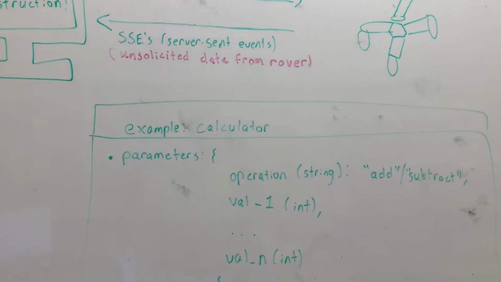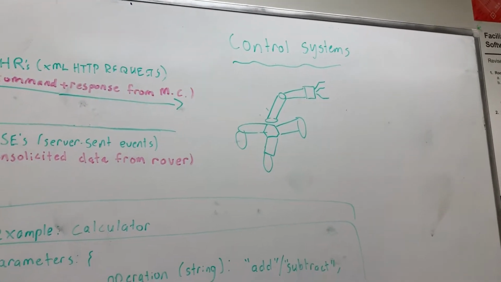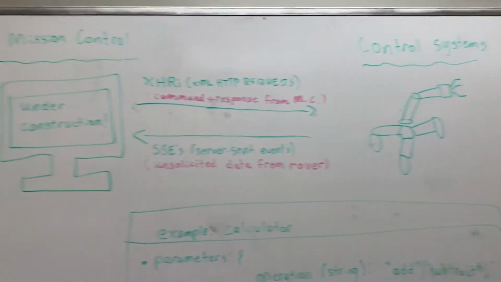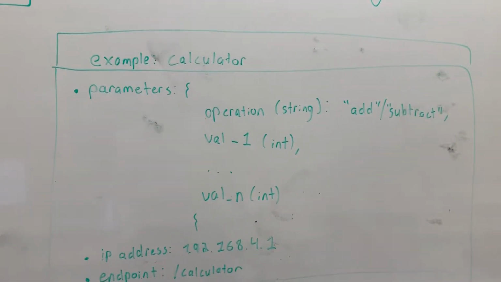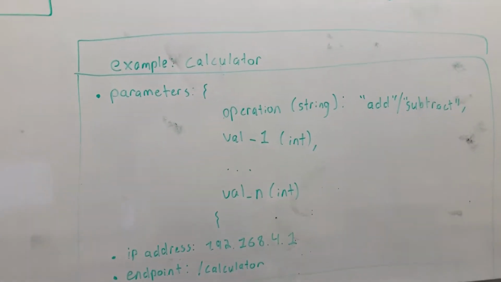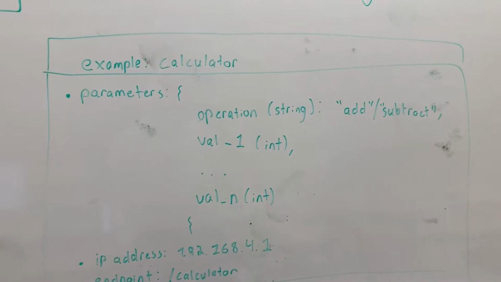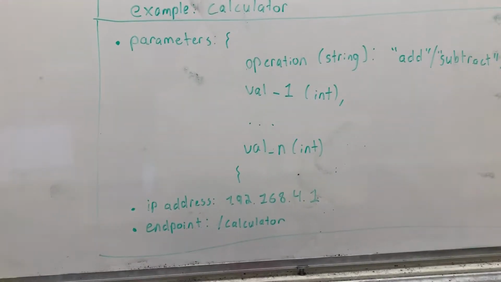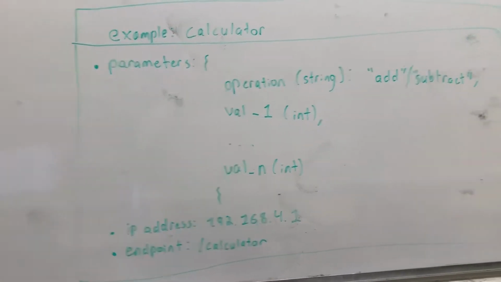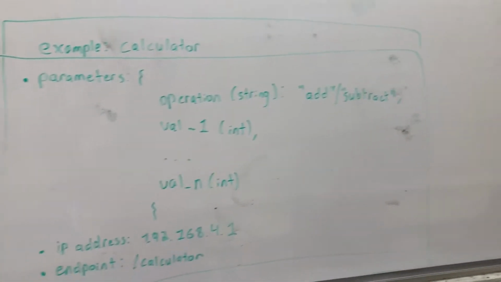I'm going to show you an example of a task that I wrote that receives a command from mission control. It does a calculation on the control system side on my microcontroller, and then it sends the result back to mission control. The example here is calculator. There's two main types of parameters. The first one is operation, which is a string. It's going to be add or subtract. And then the subsequent variables are just all integers, which are used in whatever operation we say specifically.